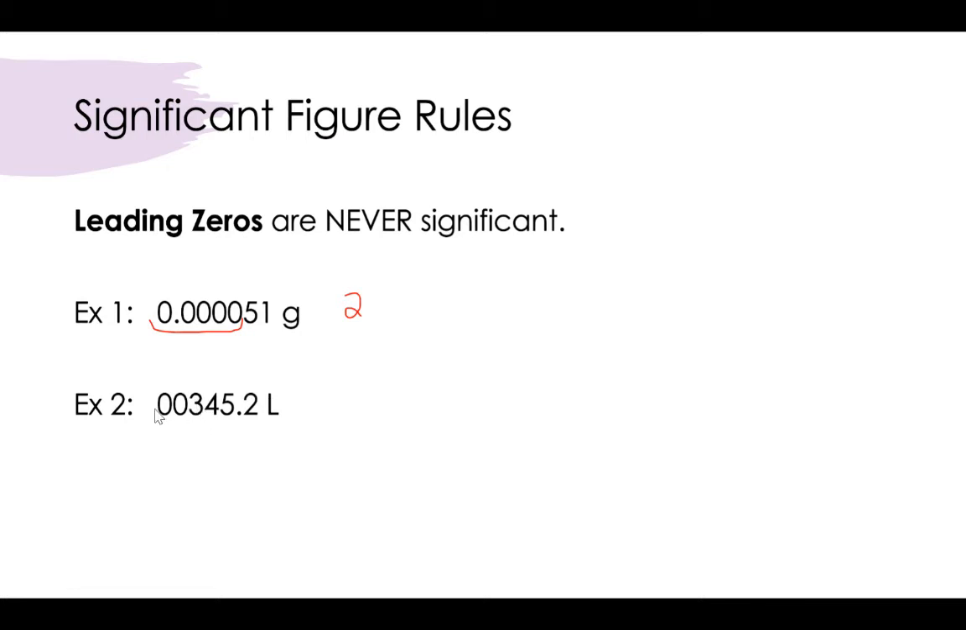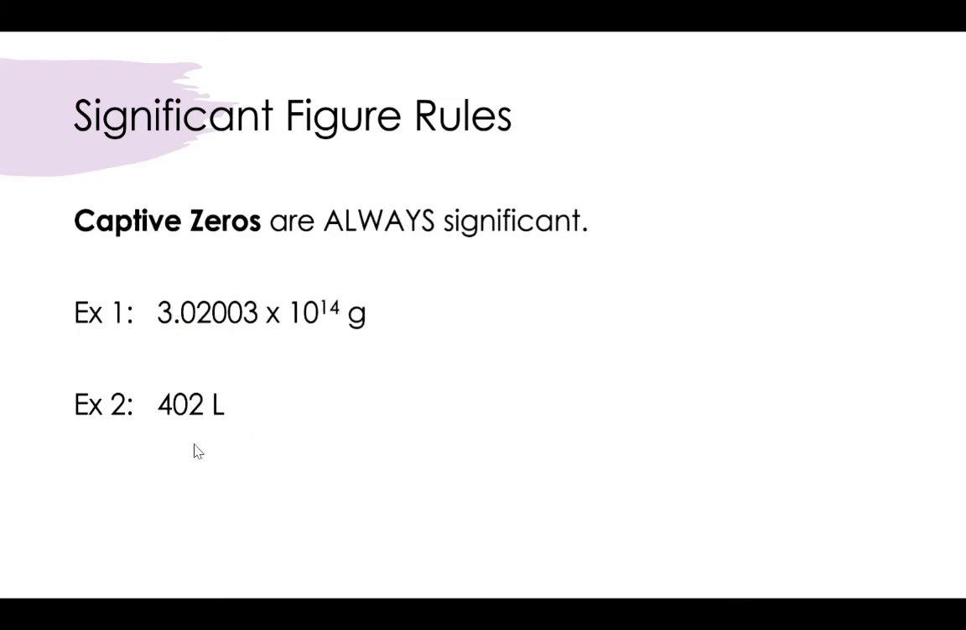In my second example, you'll never ever write a number like this, right? 345.2, you never put zeros in front. But I just wanted to show you that these are leading zeros as well. And this would only have 4 significant figures. Only the non-zero numbers count as significant.